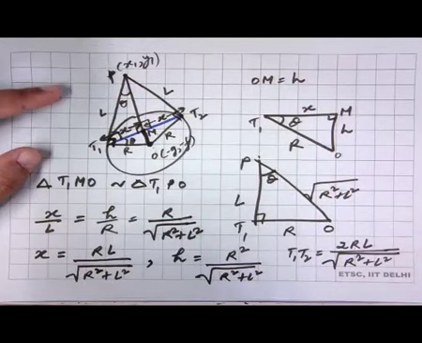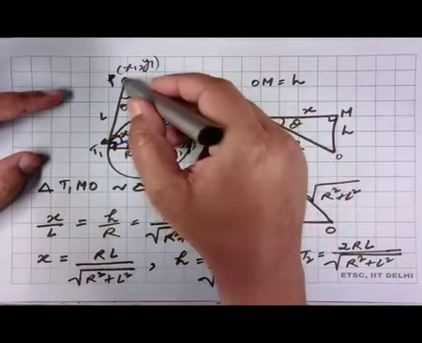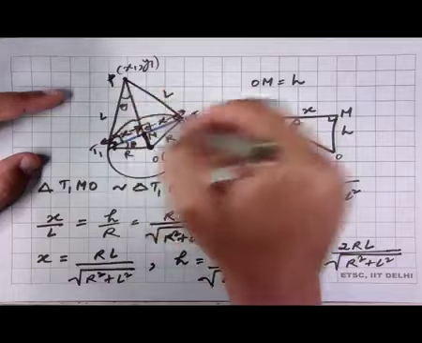For example, we can find out the area of the triangle PT1T2. So, how do we do that?